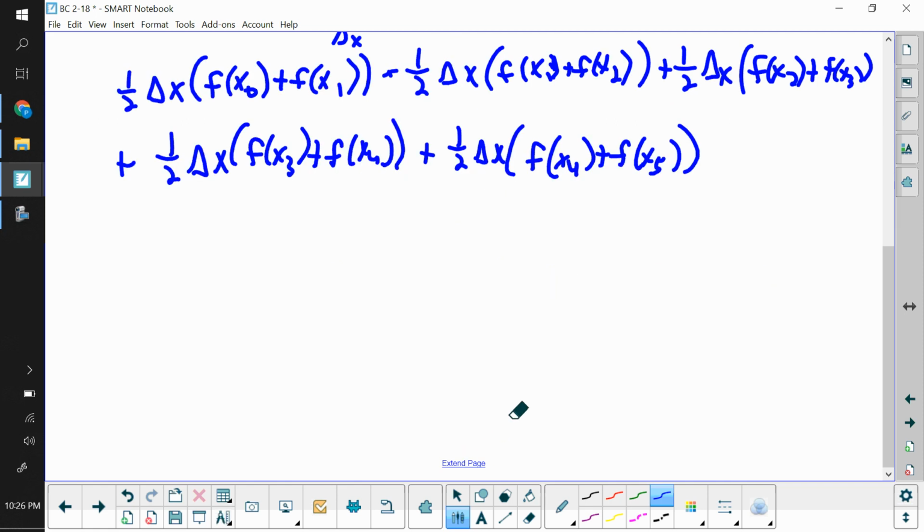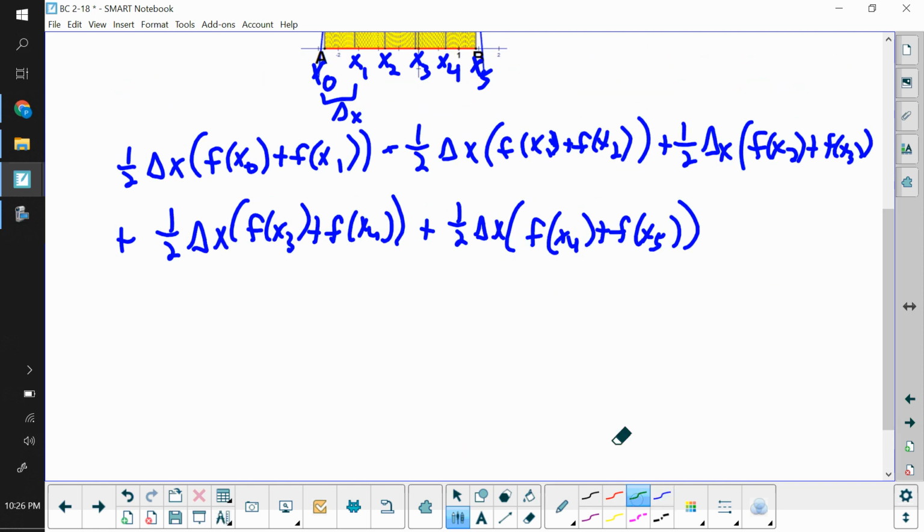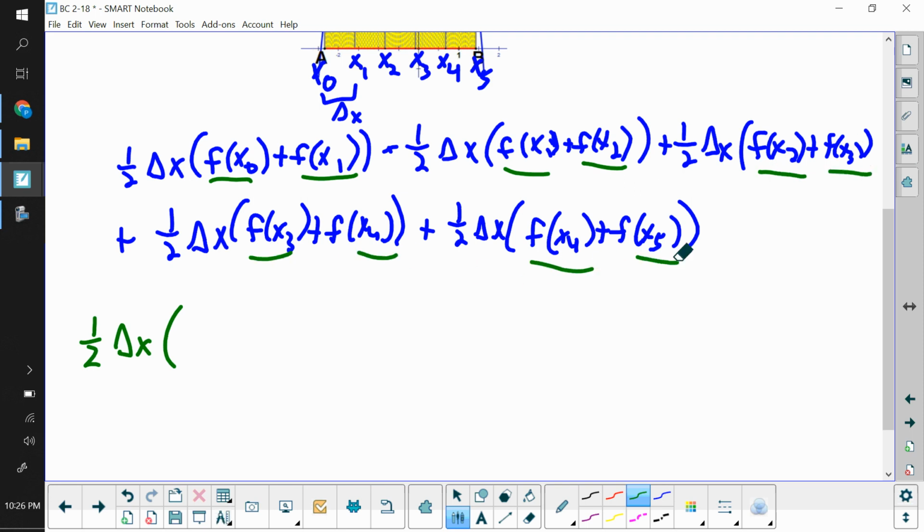Well, let's see if we can neaten this up some. Notice everything has a 1/2 and a delta x, so we can pull those out front. So those are all taken care of. All that would be left to add inside is all our bases, essentially, our f of x values. I want you to gaze at each of those for a second and notice if there are any like terms.